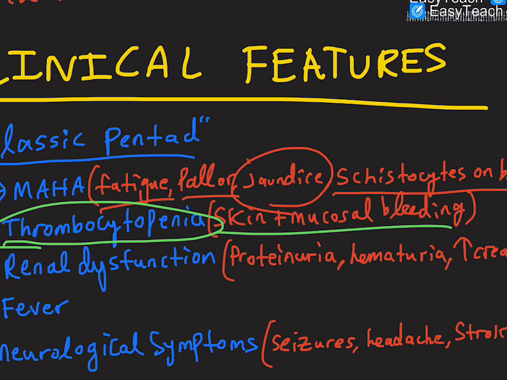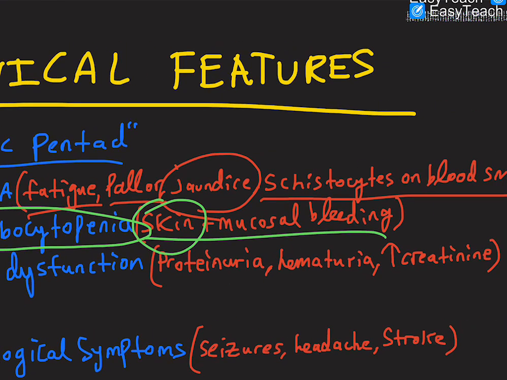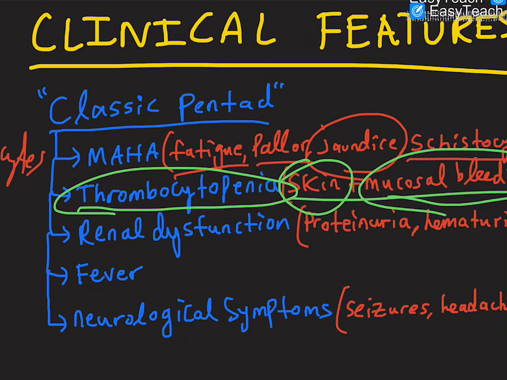What did we say that thrombocytopenia leads to? Skin and mucosal bleeding. So you may see things like petechiae, purpura, ecchymosis, and mucosal bleeding like GI bleeding, hemoptysis, epistaxis, menorrhagia, things like that. So that should make sense too.